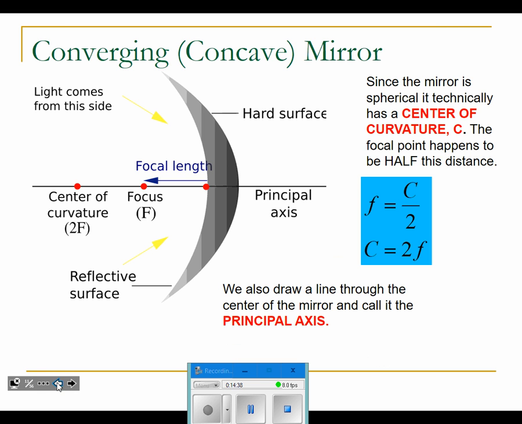So that center of curvature is 2f, like the radius of the circle. And then the f value is actually 1/2 of the center of curvature. We also draw a line through the center of the mirror, and we call it the principal axis. That's going to be important to understand. So we have some vocabulary words there: the focal point, the focal length, your center of curvature, and your principal axis. Look over the slides, make sure that you know those vocabulary words, and be ready for class.